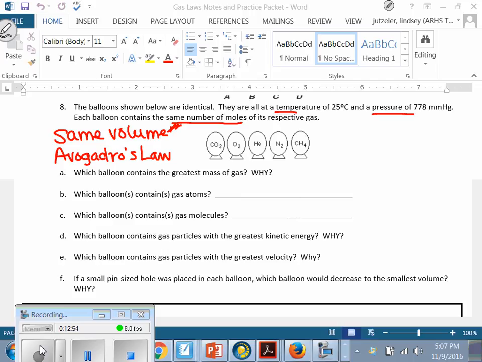So if all of these, and I'm making a number up, if all of these have 10 moles of gas, then the balloon with the greatest mass would be the balloon that has the heaviest molar mass. So if you do some quick math, your carbon dioxide has got the largest molar mass. Okay? It's got the largest molar mass, so it's got the greatest mass of gas, because they all have the same number of moles.